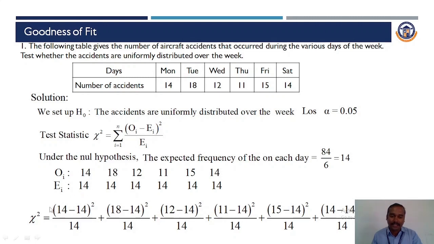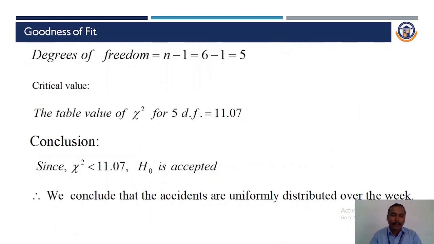Now apply this test. Chi-square equal to: first value, 14 minus 14 divided by its corresponding expectation 14, plus 18 minus 14 whole square divided by 14, and so on, which gives the value of chi-square. That means chi-square equal to 2.143. Next, find out the degrees of freedom. Here the number of individual terms is 6, n equal to 6. For goodness of fit, degrees of freedom equal to n minus 1, which is equal to 5.